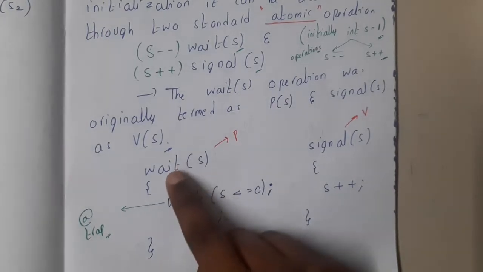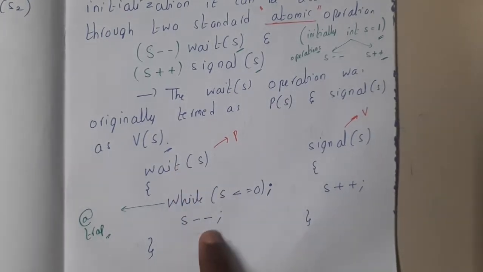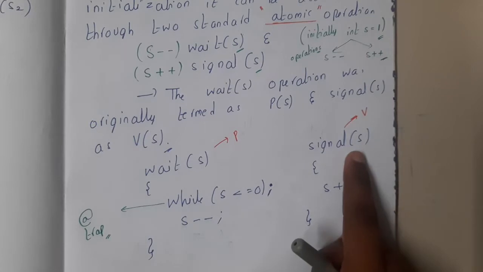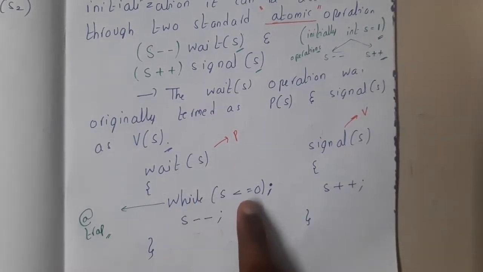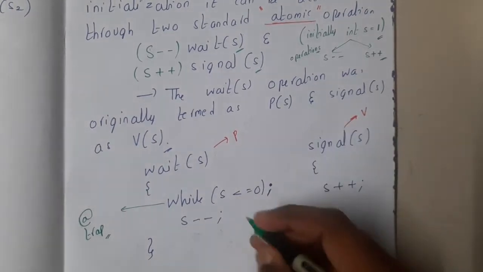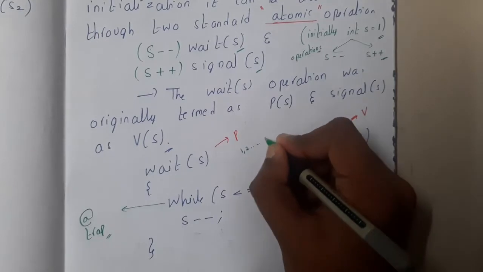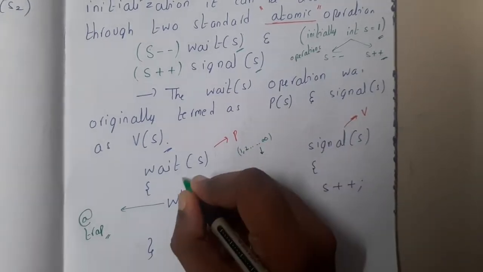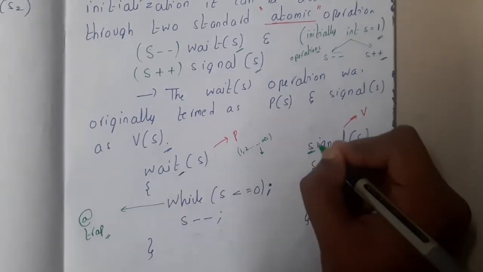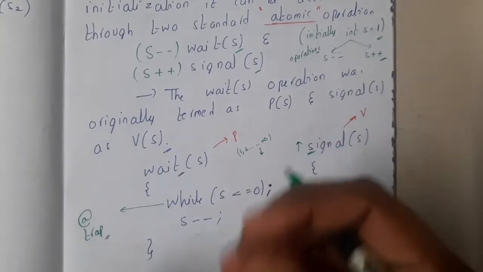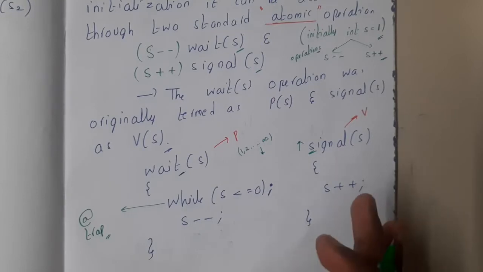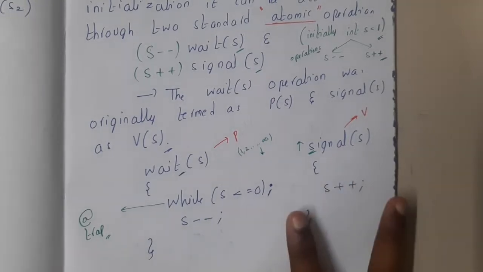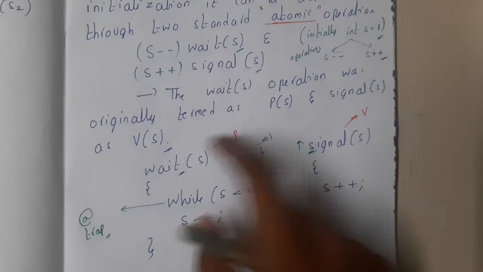What wait does is decrement by 1, whereas signal increments by 1. Wait only decrements whenever the value is greater than 0, meaning the value is 1 or 2 or anything, it is reduced by 1. When it comes to signal, it increments by 1 in any case. The value might be minus 1000, it is still going to increment by 1, that's it. These are the two functions, so please remember the terminology.